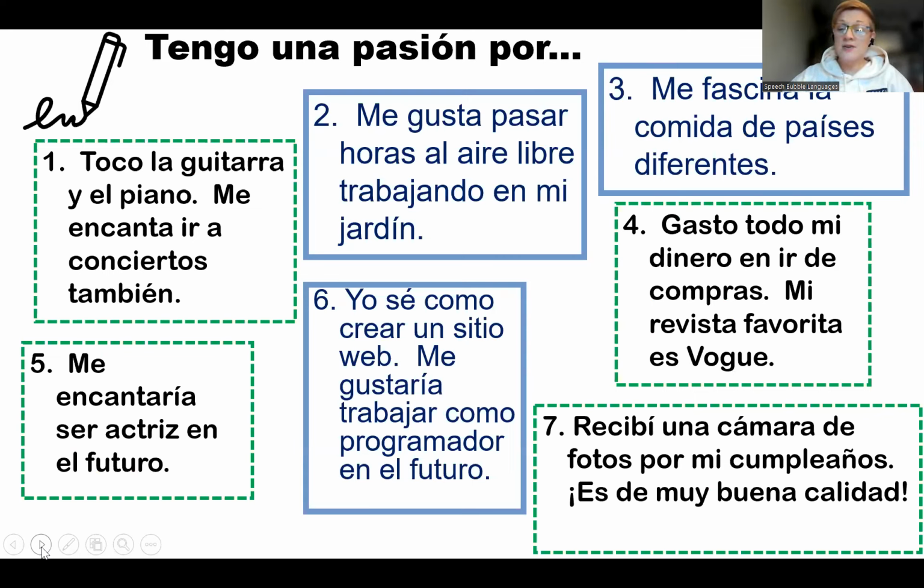We met the word earlier on. It is la música, isn't it? So for number one, you're going to write, tengo una pasión por la música. Can you do the other ones? Hit pause here as you work your way through each one.